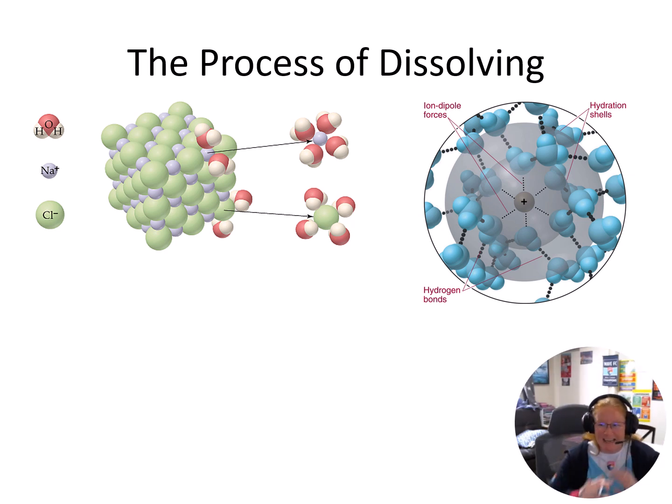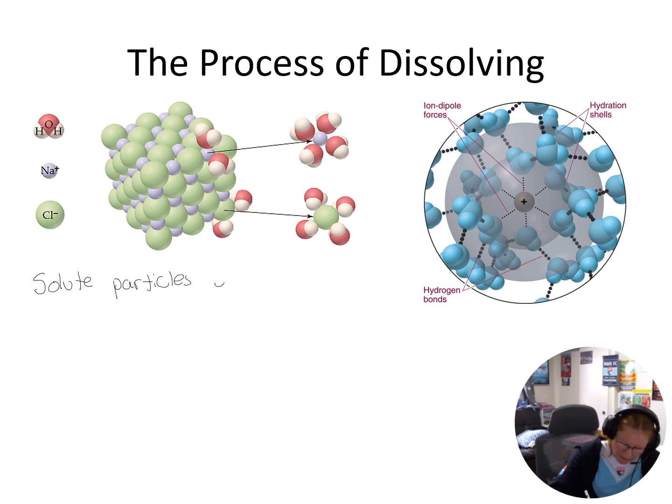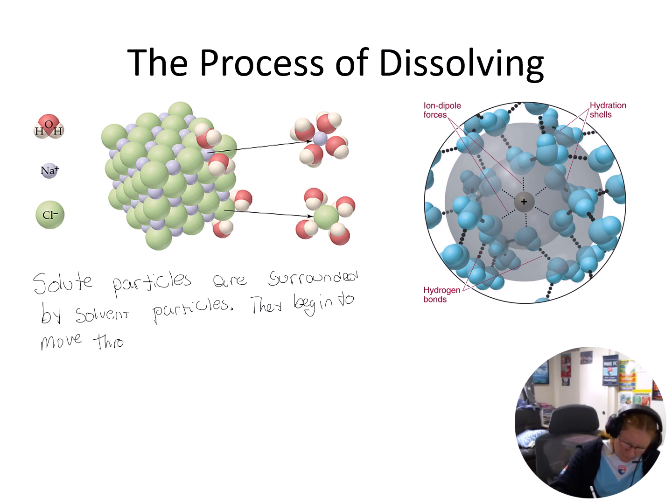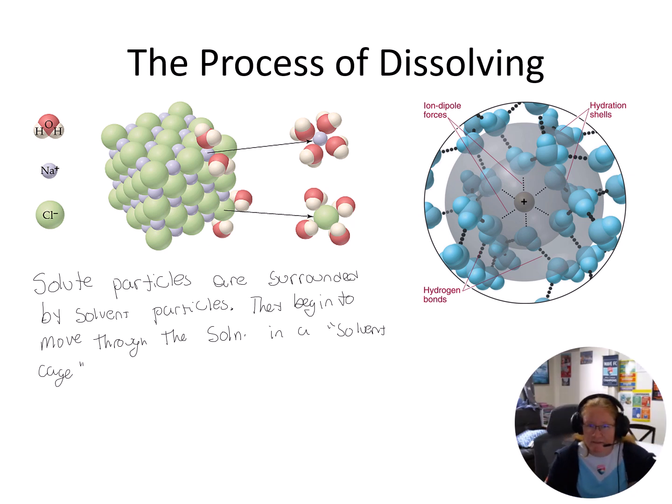In any solution, regardless of whether water is the solvent or not, solute particles become surrounded by solvent particles. They begin to move through the solution in a solvent cage. You can see a couple of pictures here where we've got something surrounded by the solvent.